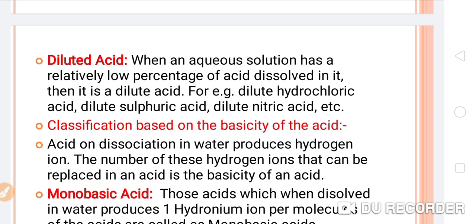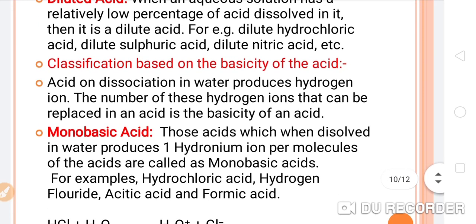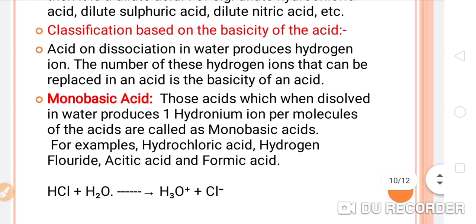Now next, let's see classification based on the basicity of the acid. Acid on dissociation in water produces hydrogen ion. The number of these hydrogen ions that can be replaced in an acid is the basicity of an acid. So we can say the basicity of acid is dependent on the hydrogen number in the molecule. Okay, so let's see what are the categories of the acid on the basis of basicity. Number first, that is the monobasic acid.